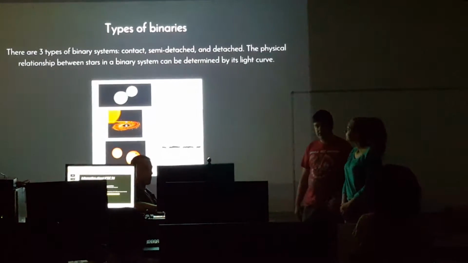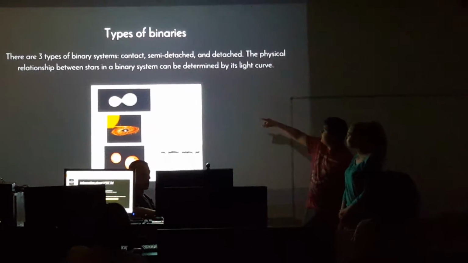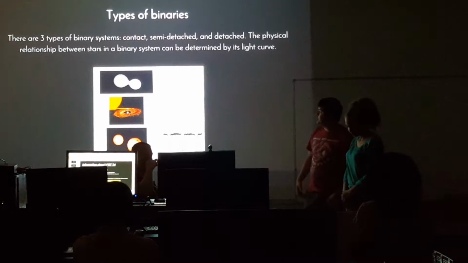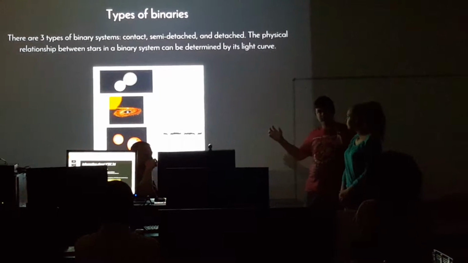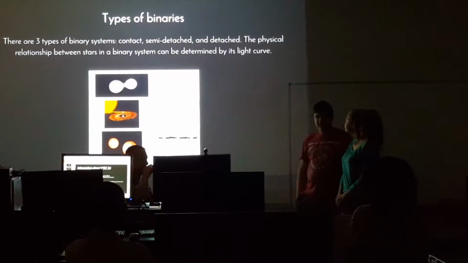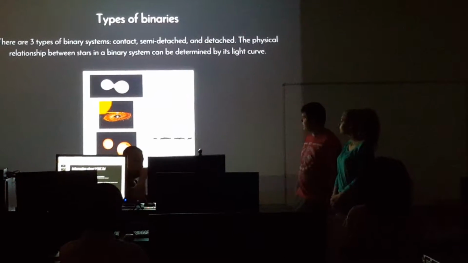So there are a few different types of binaries. You've got contact, which is the one up at the top, and it looks like a peanut sort of shape. The stars are so close that mass is flowing between the two, and they share mass and sometimes act almost like a single star as they orbit.